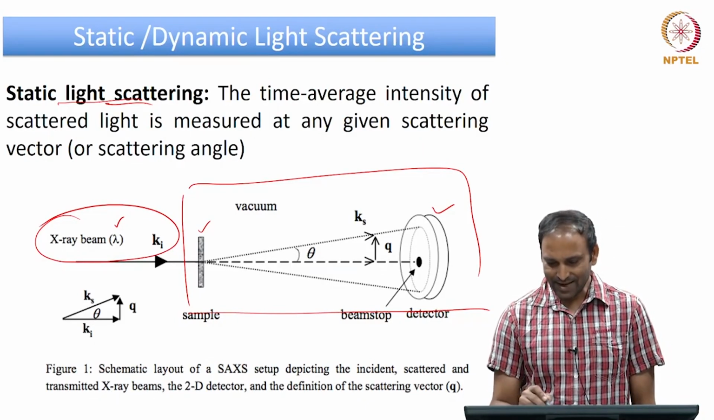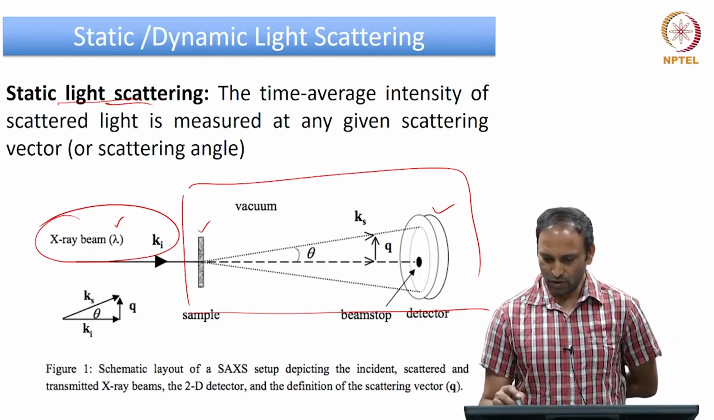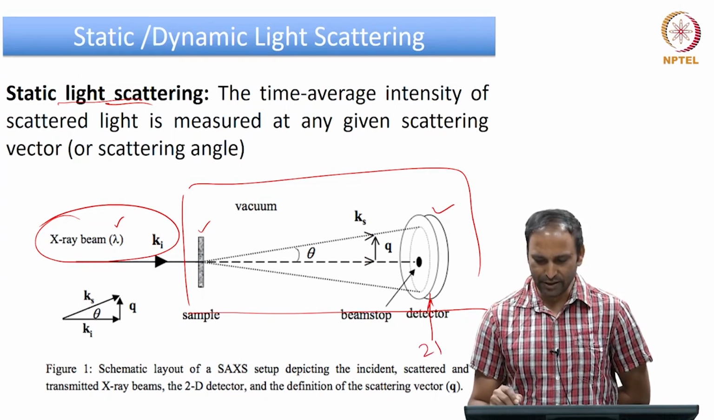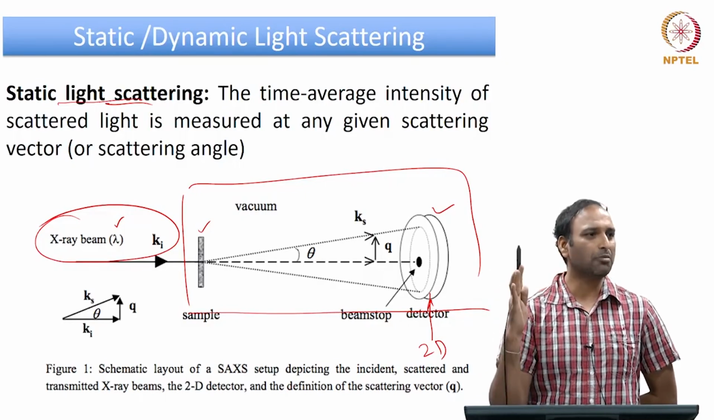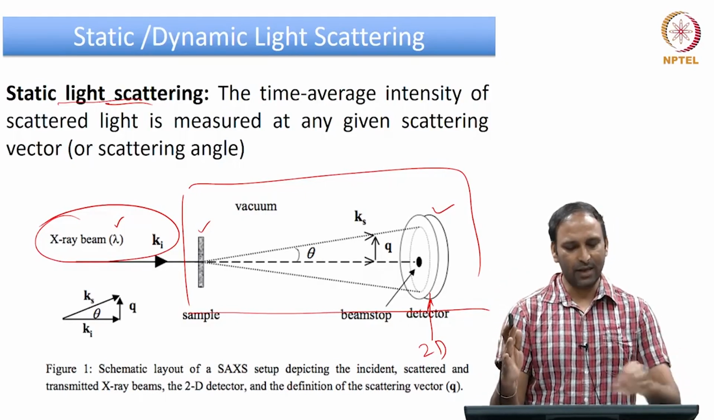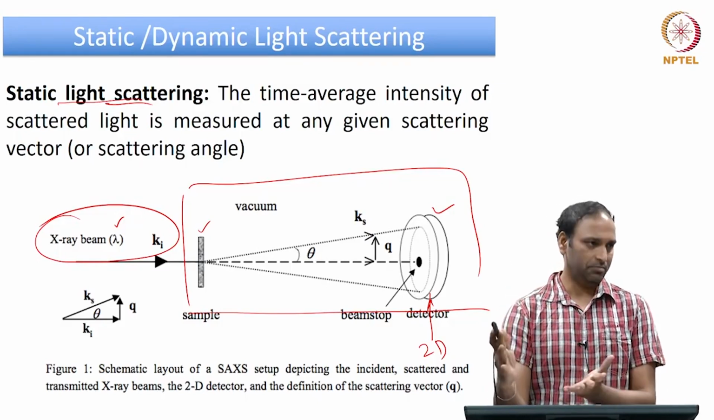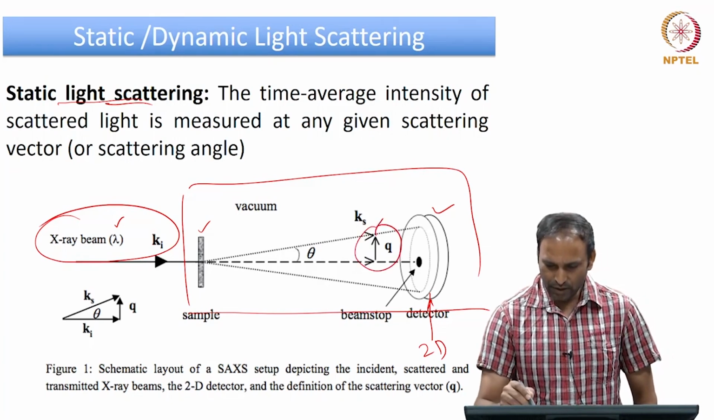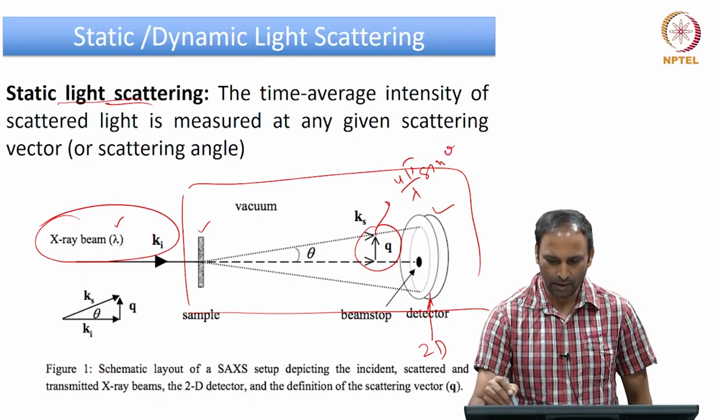In this case the detector is what is called a two-dimensional detector, because it is basically a screen. You should think about there is a sample, there is an X-ray beam, and something is scattered, and it falls onto the screen. And then this q is again 4 pi by lambda into sine theta by 2.